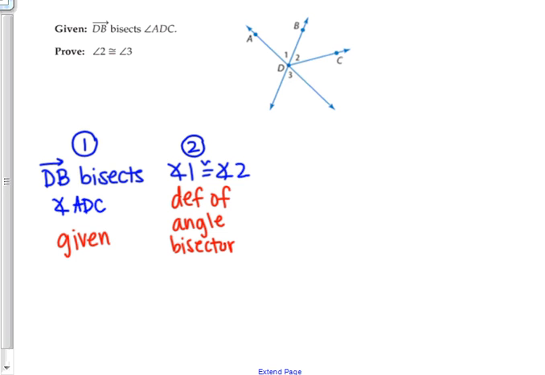All right, so if I know that angles 1 and 2 are congruent, I'm just going to stop there for now. I'm going to say from here that angles 1 and 3, I know those are vertical angles. I can see that angles 1 and 3 are vertical. So I'm just going to start something new, and I'm going to say that angles 1 and 3 are vertical angles.